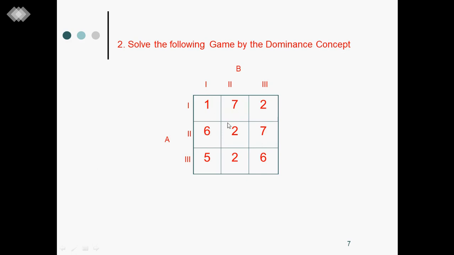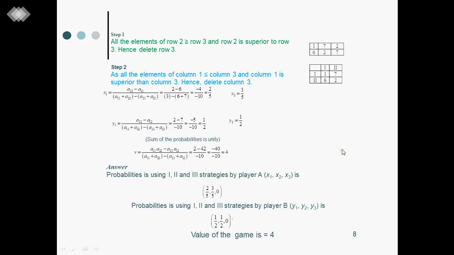In such cases, what you have to do is use dominance. For example, here, 6 is greater than 5, 2 is equal to 2, 7 is greater than 6. Now R2 or A2 dominates A3, hence this is deleted. So now this is reduced to the first type. First type means 1, 7, 2, 6, 2, 7. Even this one you can solve by the graphical method also, because the row player now has 2 strategies, the column player has 3 strategies. It is the first type in the graphical approach.